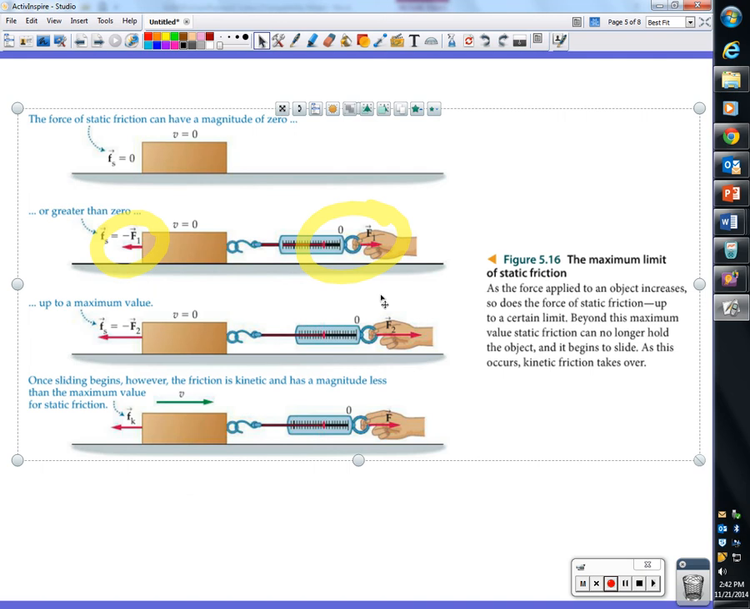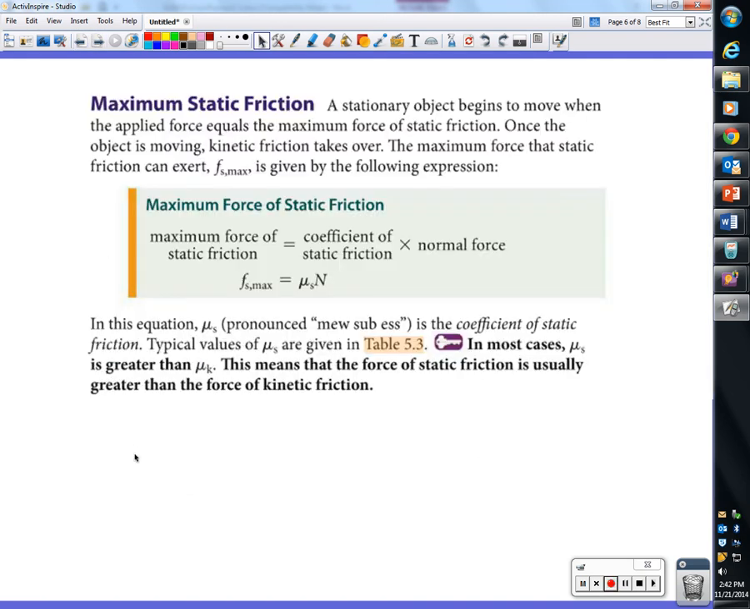The normal force. And, oh, look at that equation. Okay. So, Brett, hold on a second. Let me finish this up here. All right.